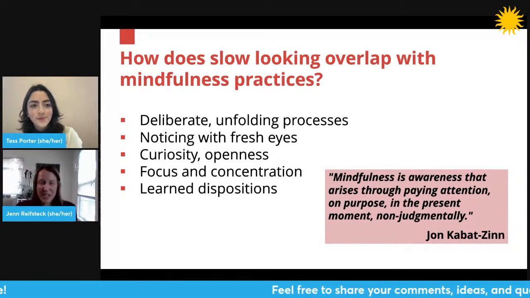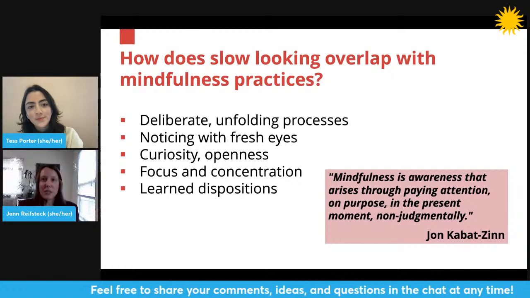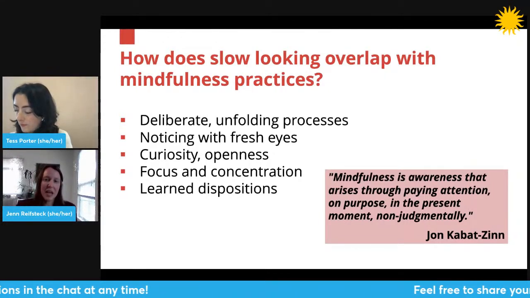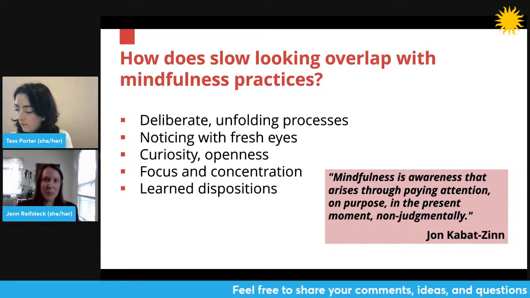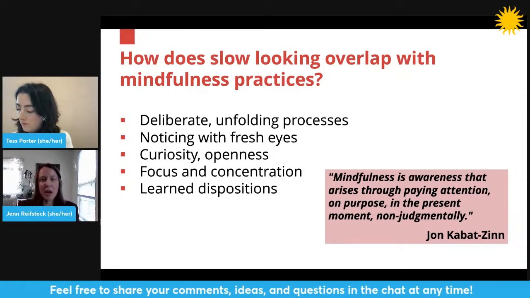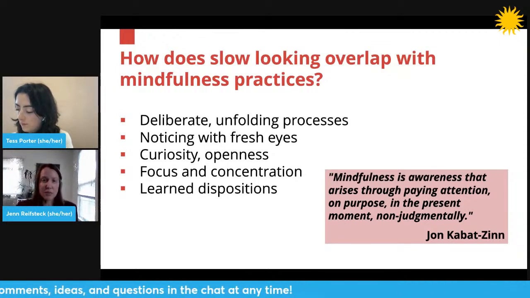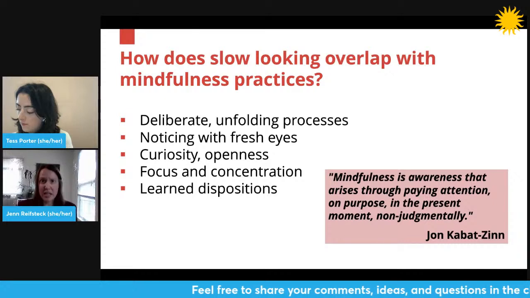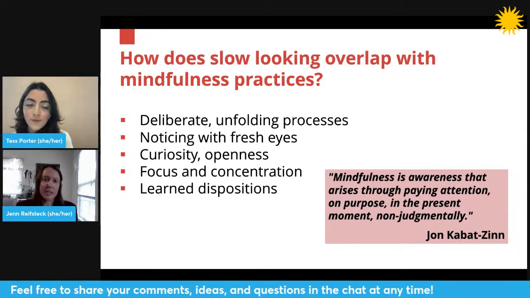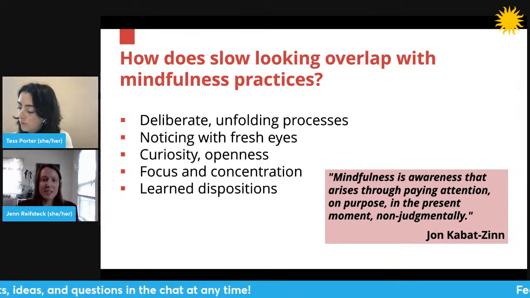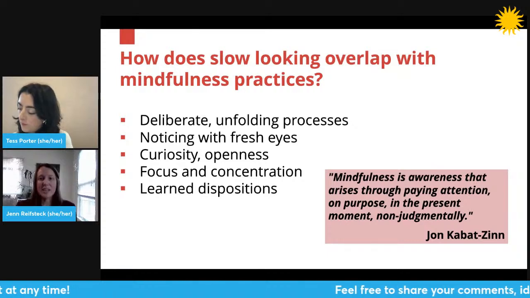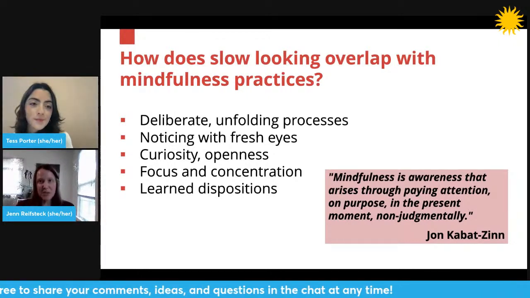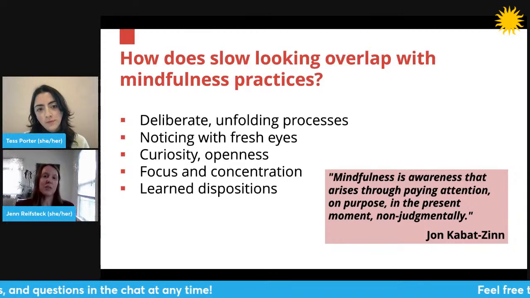So thinking about slow looking and mindfulness, and thinking about how these two practices overlap. So starting off first with a definition, what is mindfulness? And there's many definitions out there, but I go to John Kabat-Zinn, who was a medical researcher, widely accredited for mainstreaming mindfulness meditation practices to address chronic pain. And he defines mindfulness as awareness that arises through paying attention on purpose in the present moment, non-judgmentally. So there in the definition, right there, you tap into slow looking, where slow looking is all about awareness.